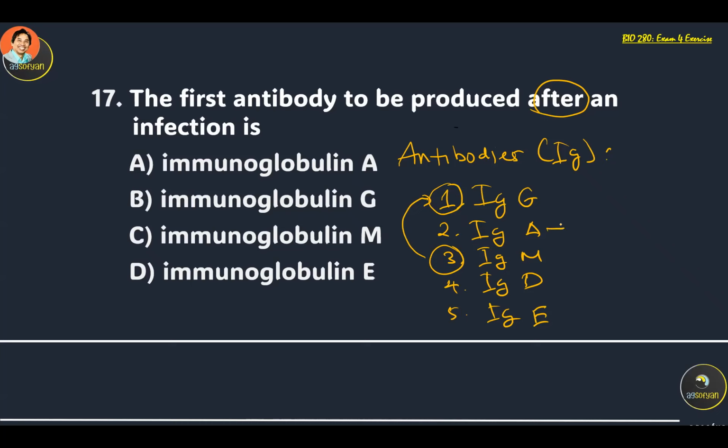IgA is located in the liquid of our body, like our saliva and sweat. So mostly it is in the liquid part of our body, instead of in the blood. The other Igs are carried or located in the blood. So the answer will be IgM, or immunoglobulin M.